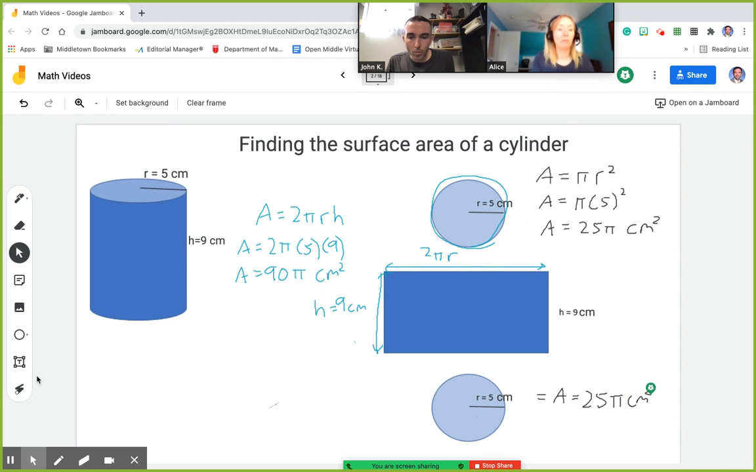So now to add it all up, literally, let me change pen colors. The surface area of the cylinder is the top circle, which is 25 pi, plus the rectangle, which is 90 pi, and finally the bottom circle, which is 25 pi. Adding those up, 25 plus 25 is 50. Add 90 to that, it's going to be 140 pi. We always want to remember our units of measure, in this case centimeters squared.